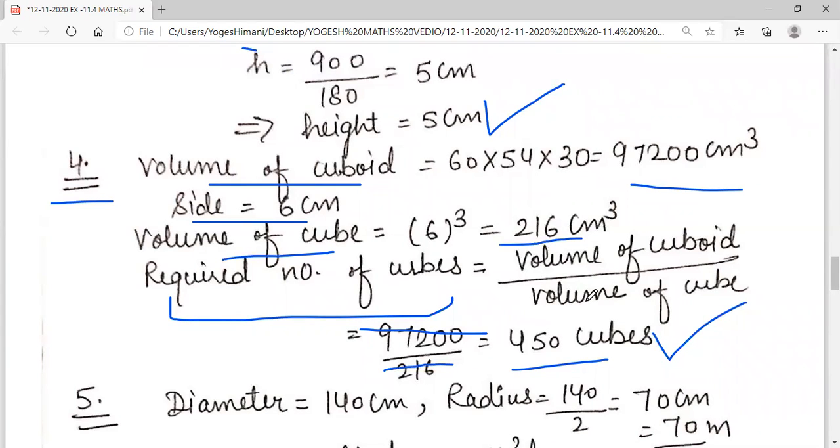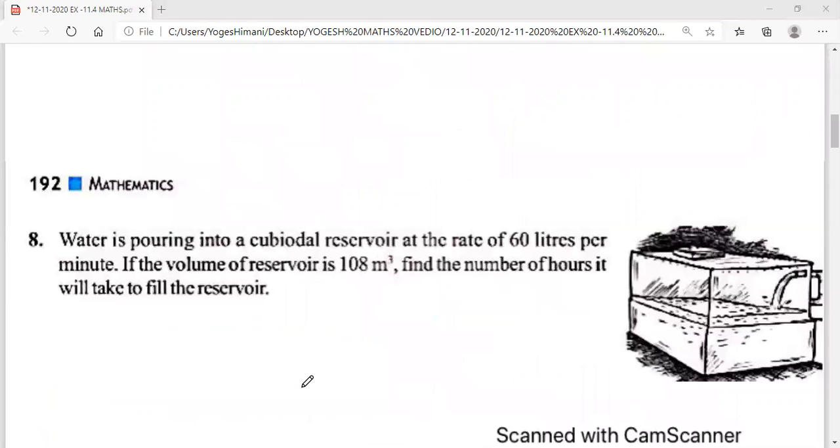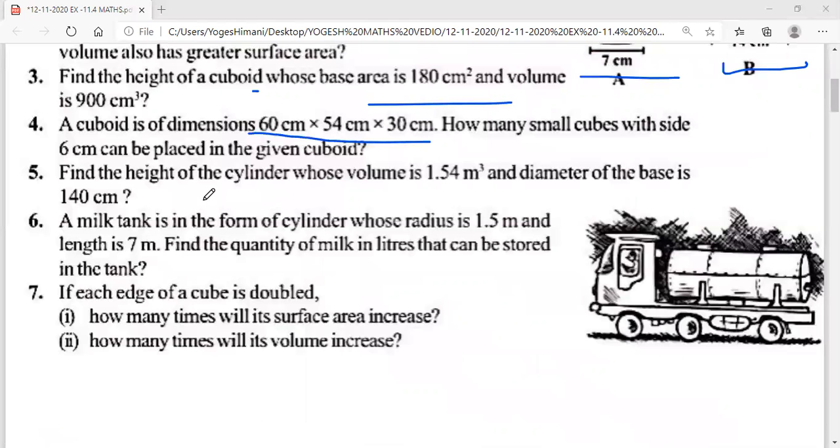Okay, students. So let's start the next question, question number 5. In question number 5, you can see: find the height of the cylinder whose volume is 1.54 cube meter and the diameter of the base is 140 centimeter. Students, I am telling you again and again, you first of all have to understand the questions very carefully. If you are able to understand the question, then you will be able to find the solution very comfortably.